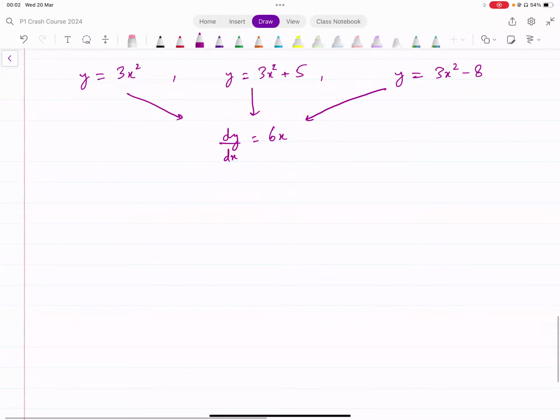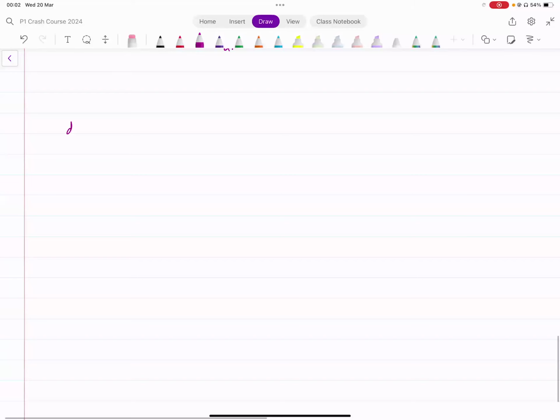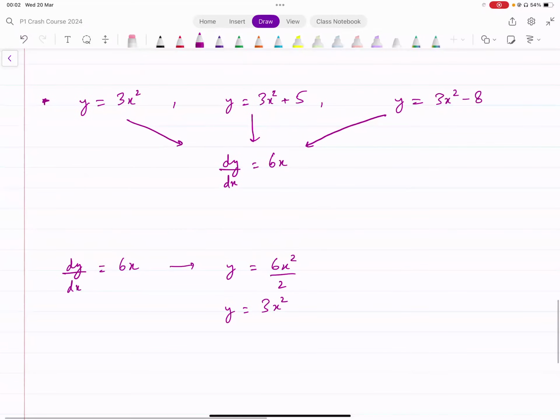Right? Now, if I were to give you this derivative, if I were to tell you, we have a function such that dy over dx is equal to 6 times x. And I want you to find y from that. How would you do that? How do you go from dy over dx to y? You have to integrate the function, right? Let's integrate it. 6x squared divided by 2, and that leads you to y equals 3x squared. You're getting this function back, y equals 3x squared.